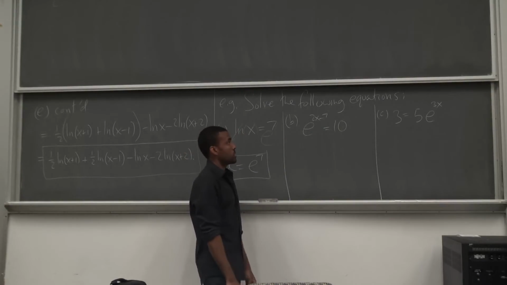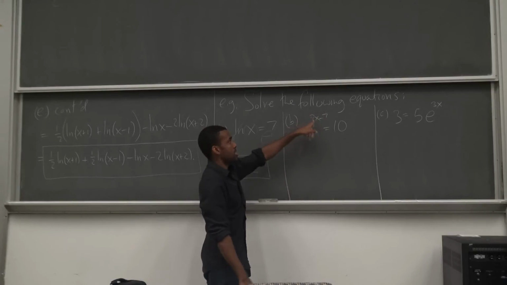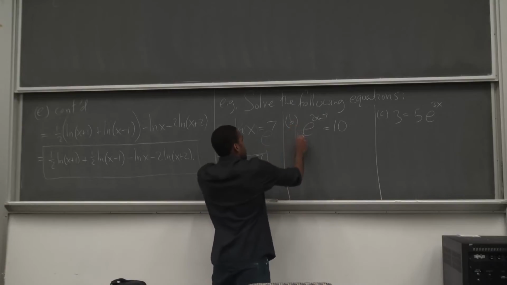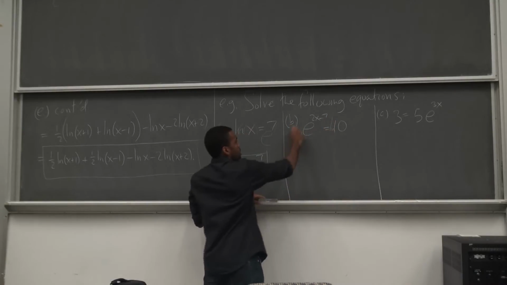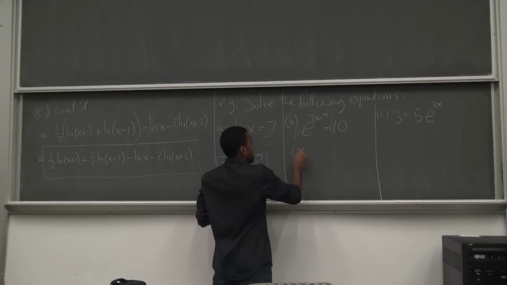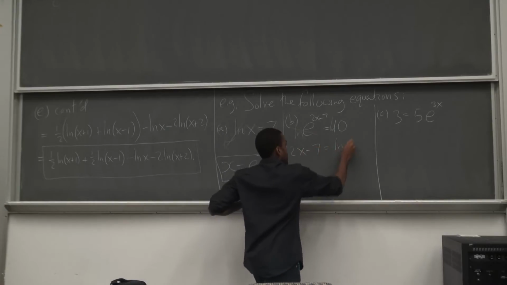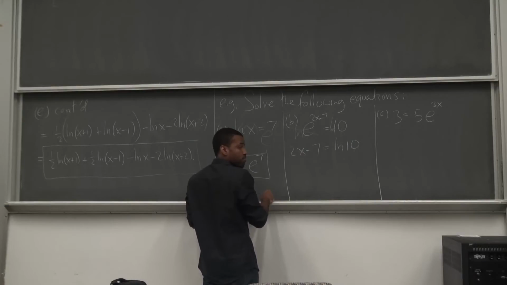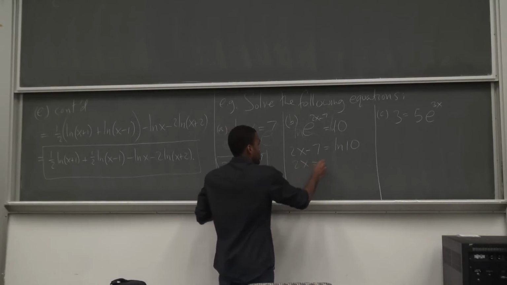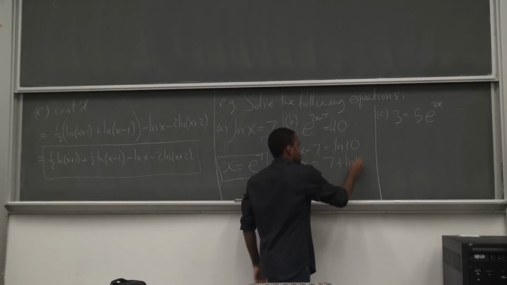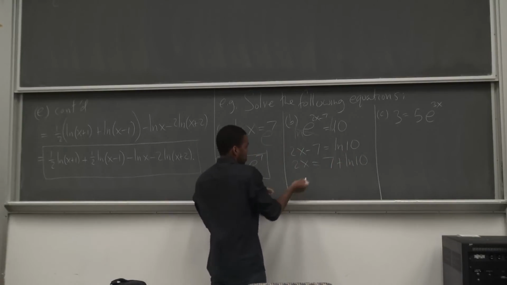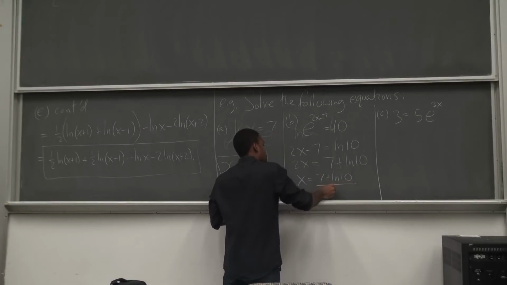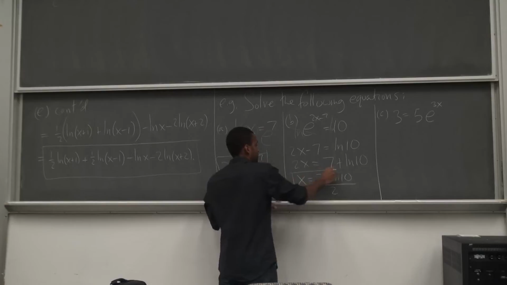So ln both sides. Now, my x is inside the power of an exponential. If I want to get rid of an exponential, I use a log. So I get ln on both sides. Now I have 2x minus 7 equals ln of 10. Then what? 2x equals 7 plus ln 10, and divided by 2. x equals 7 plus ln 10 all over 2. And that's it.